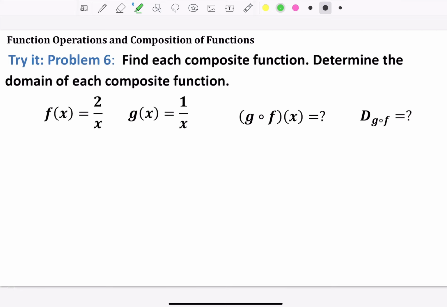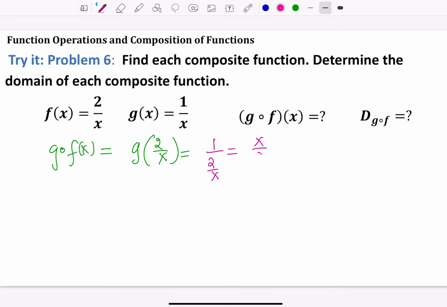It's a try-it-yourself problem. Let's see. f of x and g of x are given. We're looking for g of f of x, which is going to be g of 2 over x. What does the g function do to any input that goes inside? It flips it, writes the reciprocal of it. So g of 2 over x will be 1 over 2 over x, and that's going to be x over 2.